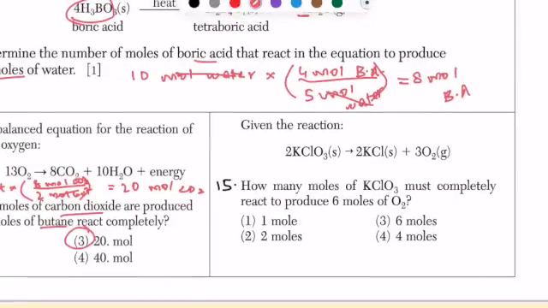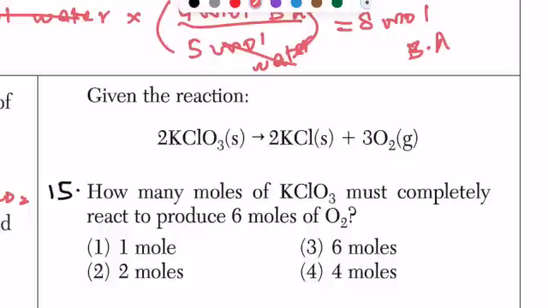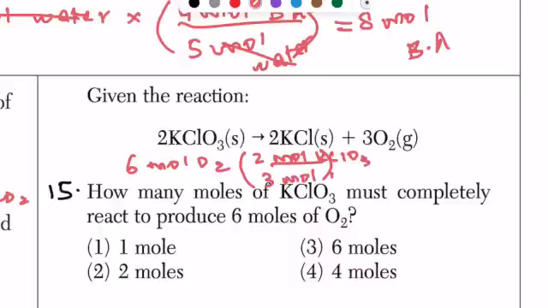And once again, a very similar question: how many moles of potassium chlorate must completely react to produce 6 moles of oxygen? Similar thing, start with 6 moles of oxygen and multiply with the mole ratio. For every 2 moles of KClO3, we produce 3 moles of oxygen. So that will be 6 times 2, which is 12, divided by 3. That gives us about 4 moles.